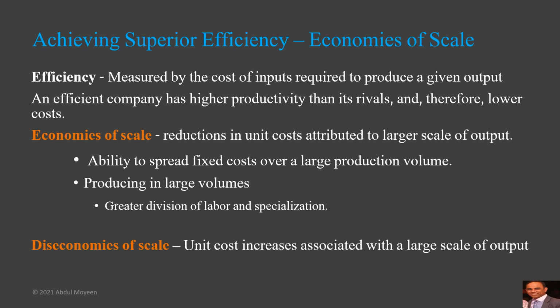Now, if the company can sell 20 units per hour, the fixed cost per unit would go down from $1 to 50 cents, because now we divide $10 per hour by 20 units, so the cost is going down. So this way, the more a company produces, the more it will be able to reduce the fixed cost per unit.